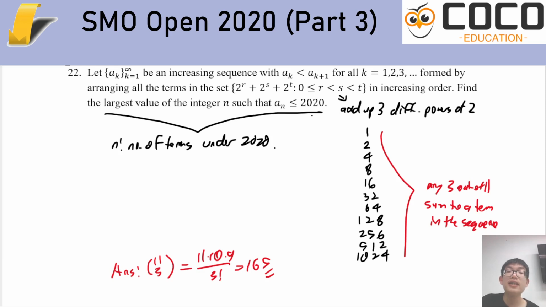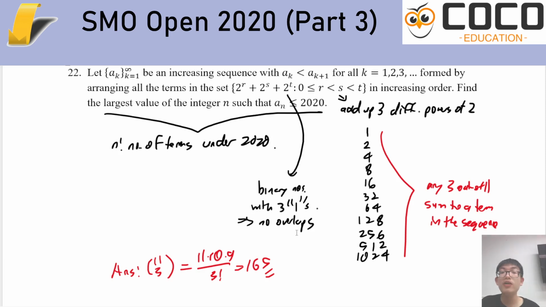The answer is that these are actually just going to be binary numbers with 3 ones. And we know that binary is a proper base number system where each combination of 1s and 0s will give us a different number in base 10. And therefore, there are no overlaps, and we can rest easy that all these 165 will really give you different terms. We know they are in the sequence, but we also need to check that they are different terms in the sequence.